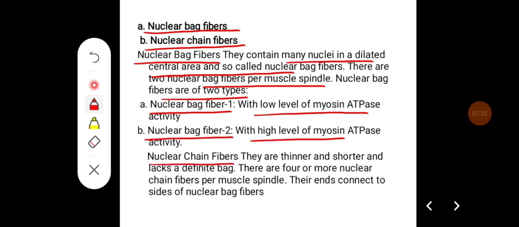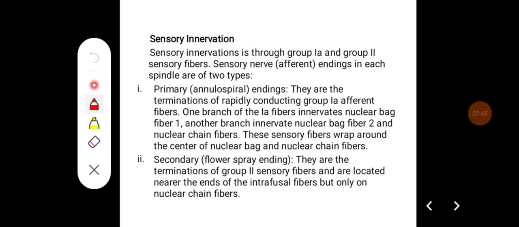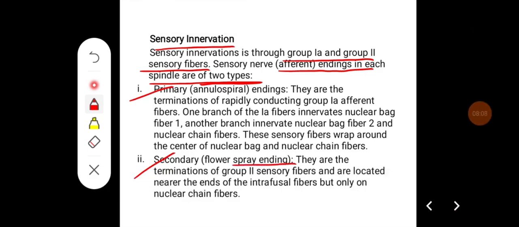Nuclear chain fibers are thinner and shorter and lack a definite bag. There are 4 or more nuclear chain fibers per muscle spindle, and their ends connect to the sides of nuclear bag fibers. The sensory innervation to the spindle intrafusal fibers occurs through the group 1A and 2 sensory fibers. Sensory nerve endings in each spindle are of two types: primary endings and secondary endings. Primary are annulospiral and secondary are flower spray endings.